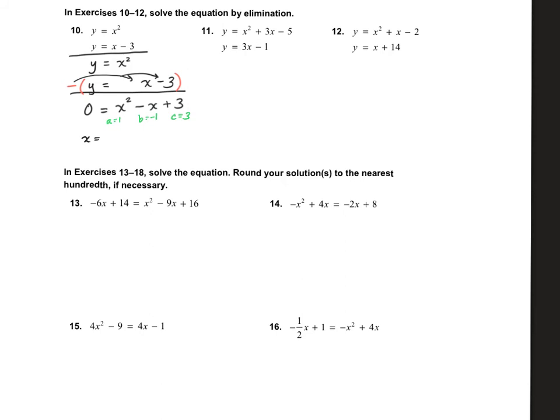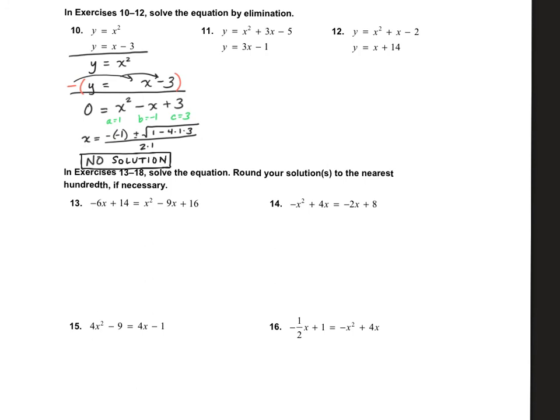x is equal to negative b, so that's negative 1, plus or minus the square root of b squared, so that's negative 1 squared, which is 1, minus 4 times a, which is 1, times c, which is 3, all over 2a, so that's 2 times 1. So first of all, I noticed what's in here is going to be a negative number. 1 minus 12 will give me negative 11, which means we will have a negative under the root. And so that means that these two sets of equations will never intersect, so there is no solution.